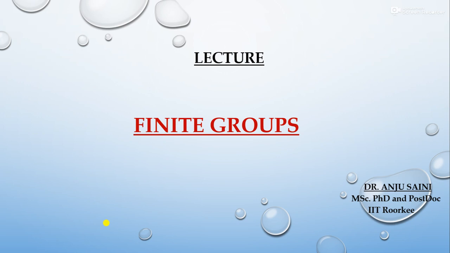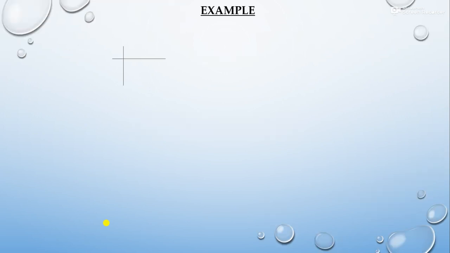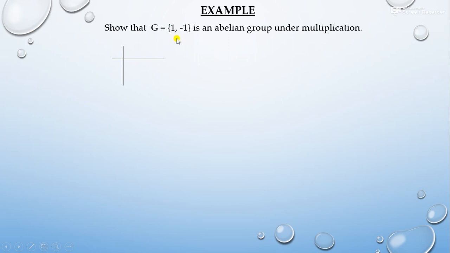So let's go. Here we have the example: suppose G is equal to {1, -1}, which means in the group G we have only two elements, 1 and -1. We have to show that this is an abelian group under multiplication.